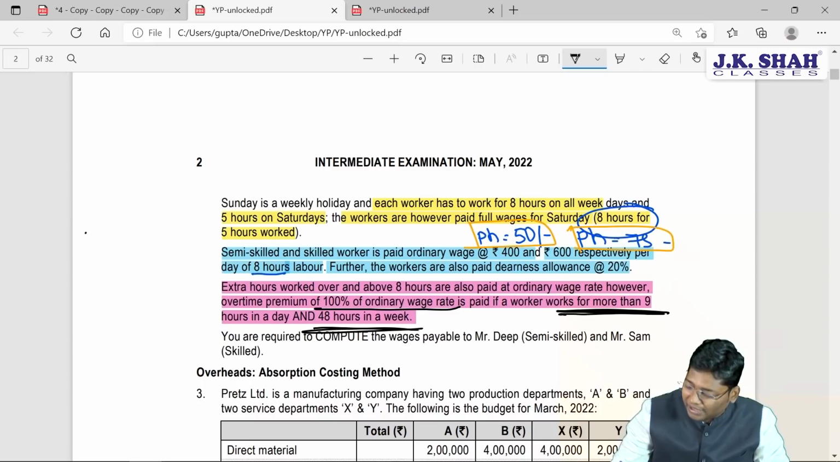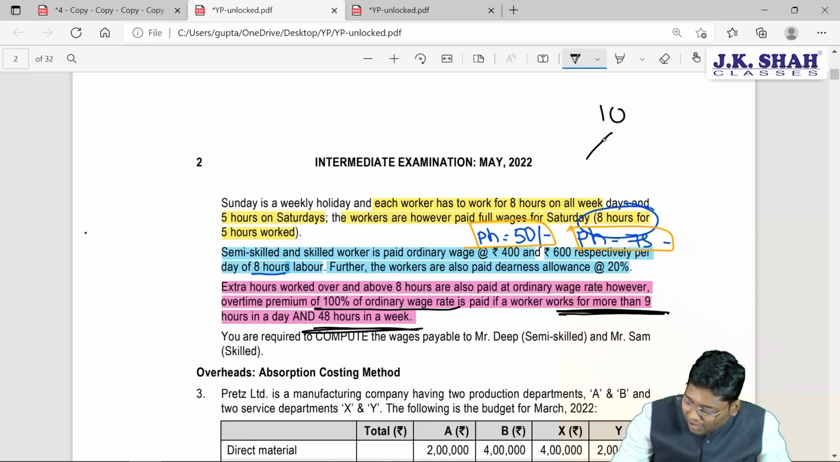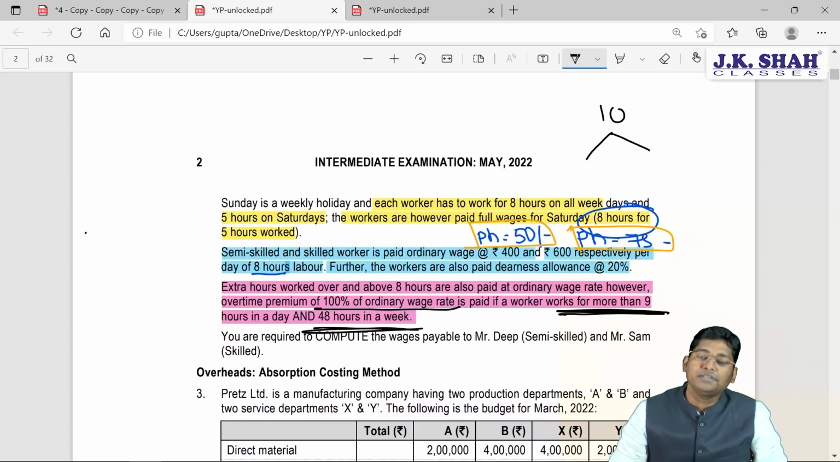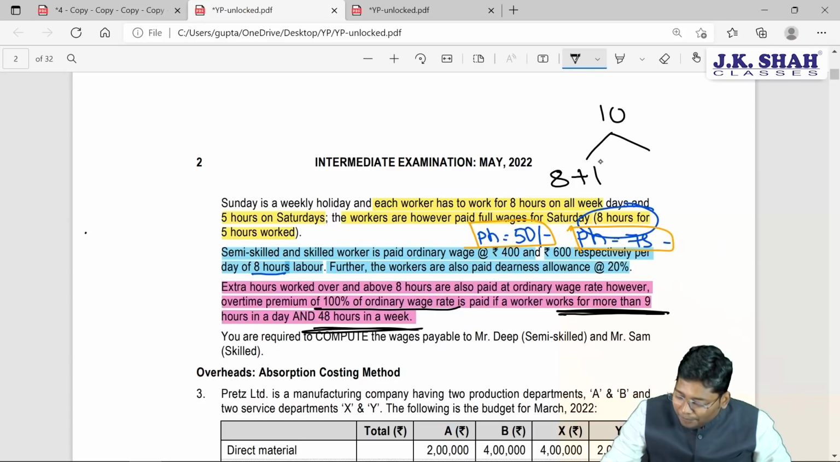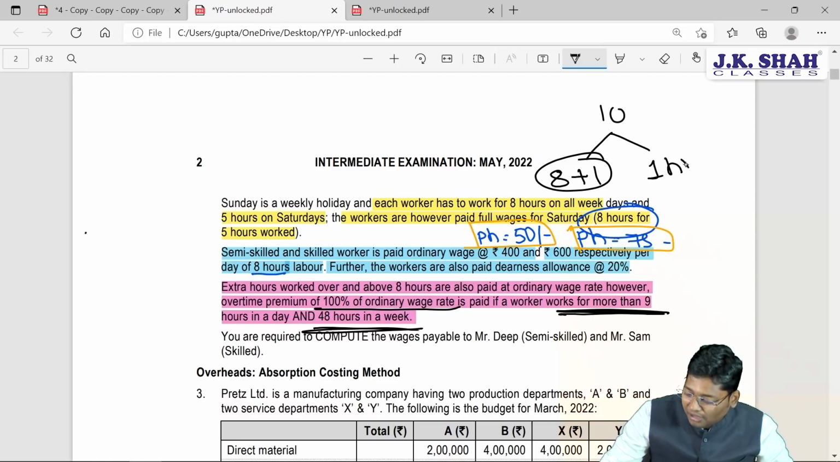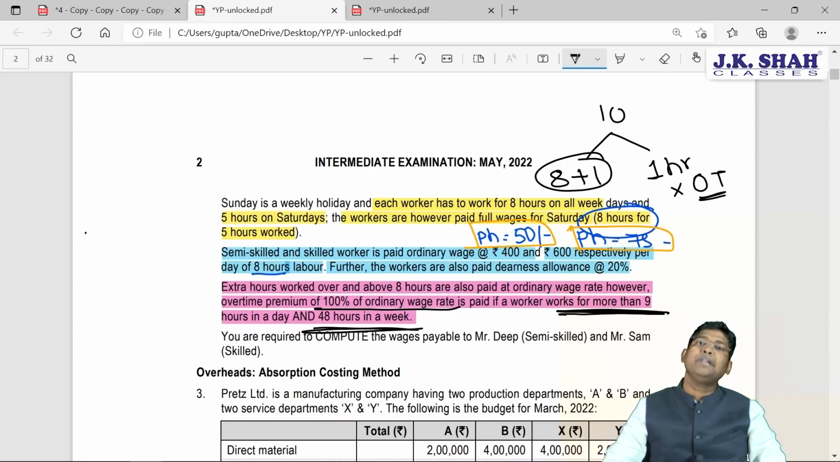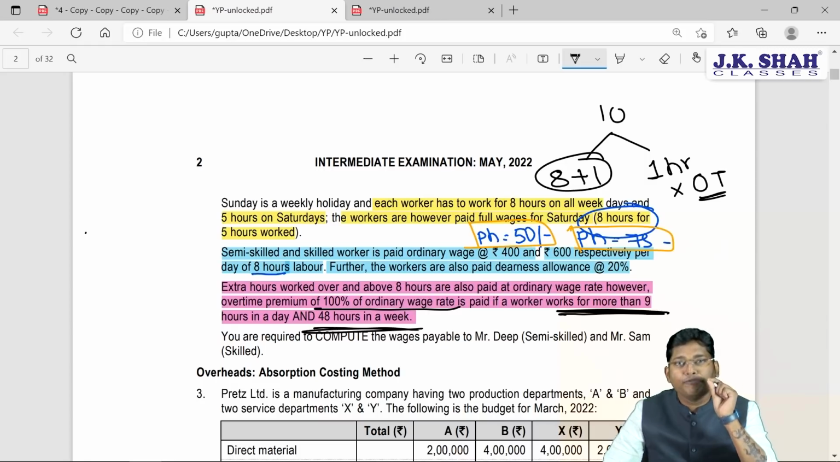Say, for example, a worker has worked for 10 hours, then we are going to divide the 10 hours into two parts. Normal working hours 8, extra hour 1 which is to be paid at the same basic wage rate, but beyond this 9 hours, if the worker is working for any extra hour, then that extra hour is to be considered as overtime, and the overtime rate is exactly double of your basic wage rate.